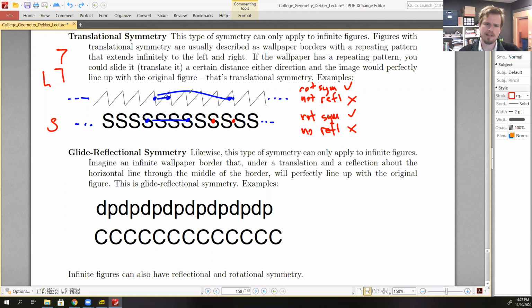We can move it left to right, move it left to right, and we can end up with the same thing that we had. These particular examples have rotational symmetry, but do not have any reflectional symmetry.